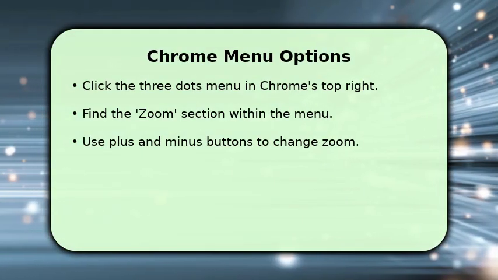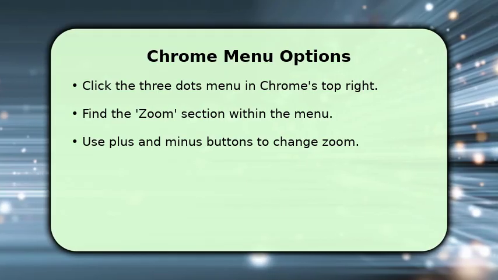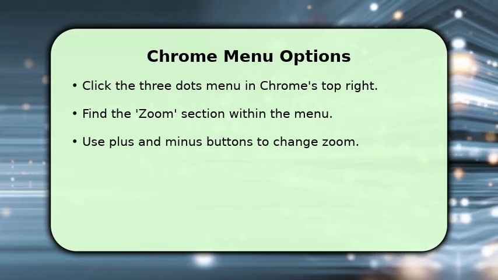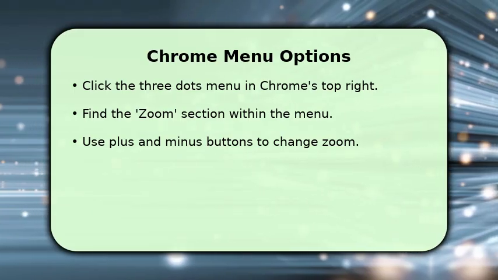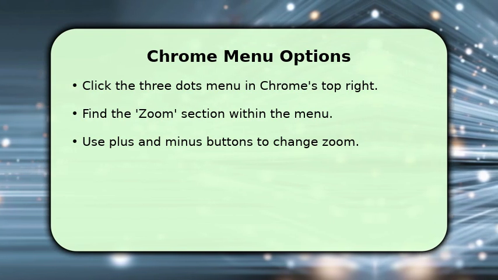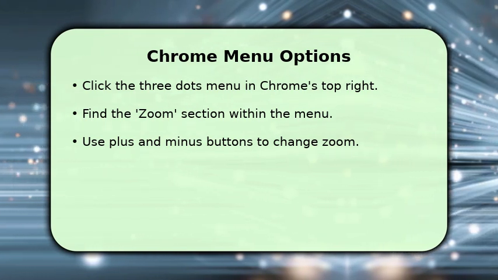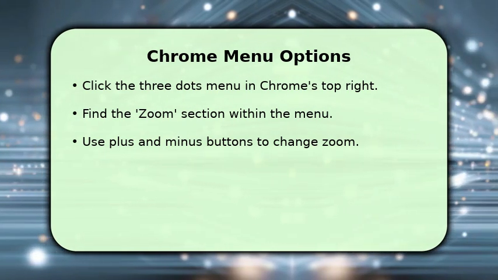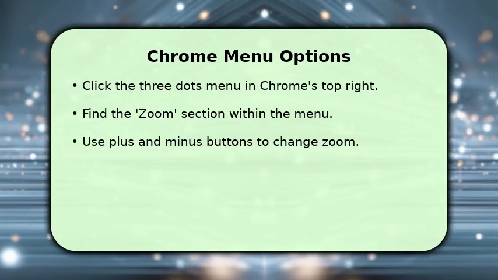Another straightforward method is using the Chrome menu. Look for the 3 vertical dots in the top right corner of your browser window and click them. In the drop-down menu, you'll see a zoom section. Here, you can click the plus button to increase the zoom or the minus button to decrease it. This visual approach is great if you prefer using your mouse or trackpad.